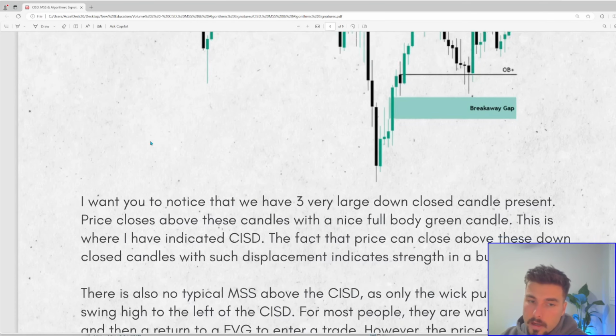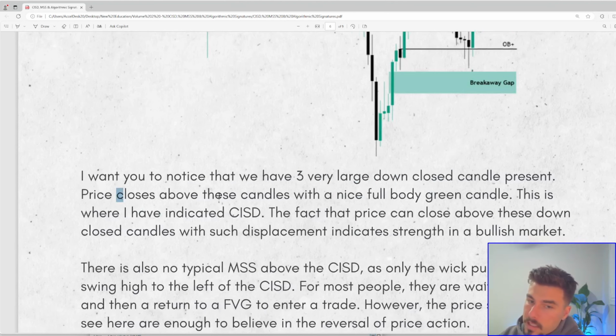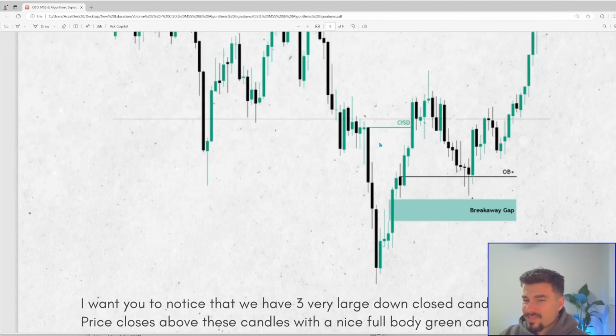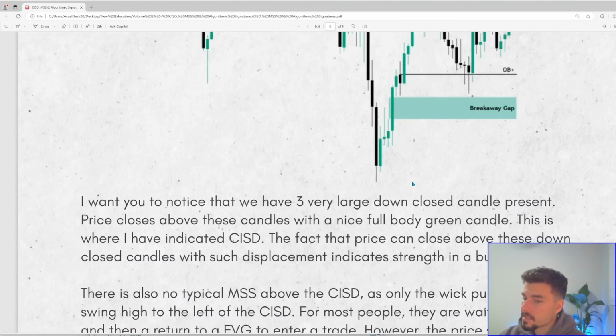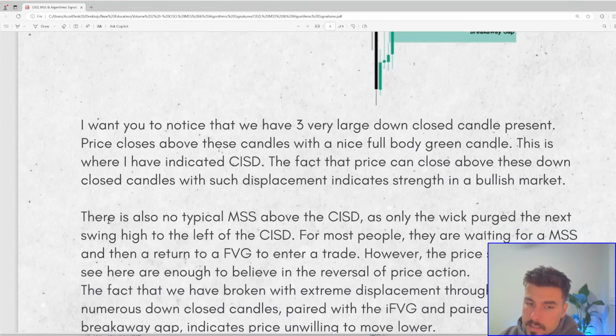So I've mentioned it down here, right? I want you to notice that when you have, in this case, three very large down close candles and price can close above these candles with a full green body candle, it just indicates that price is not really that bearish anymore, because if it was bearish, then this bearish fair value gap should have been respected and we shouldn't have closed above these candles, because then in this case we create an order block and we also create a change in the state of delivery. Really, really important.